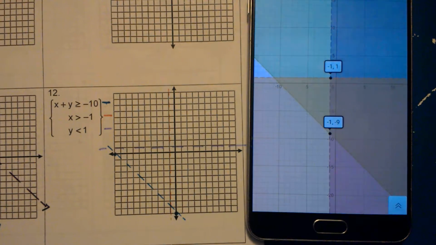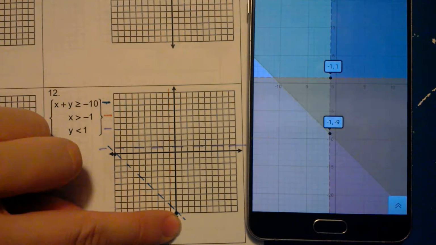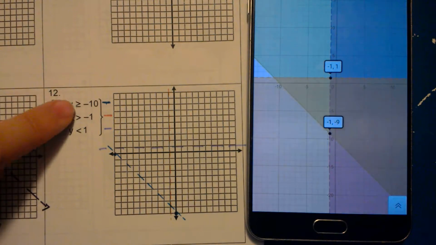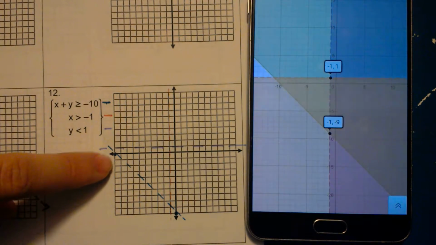Okay, so I drew my lines. If I cover up x, I get y equals -10. So that's my y-intercept at the blue line. If I cover up y, I get x equals -10. So that was my x-intercept with the first line.